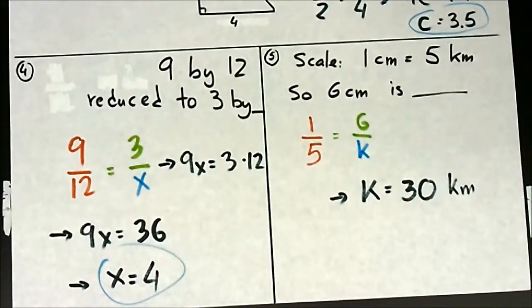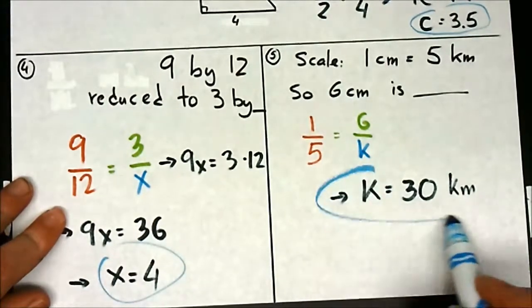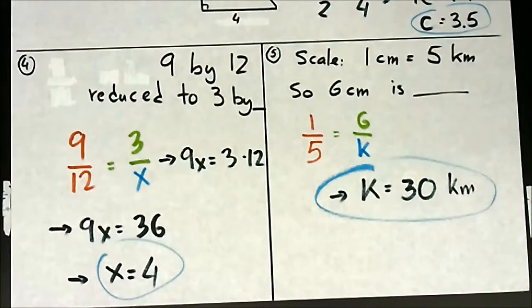How easy was that? One of the easiest problems I've ever given you. You're welcome. So our missing measurement is 30 kilometers. If you move 6 centimeters on the map, you actually move 30 kilometers in the real world. Questions on 5?